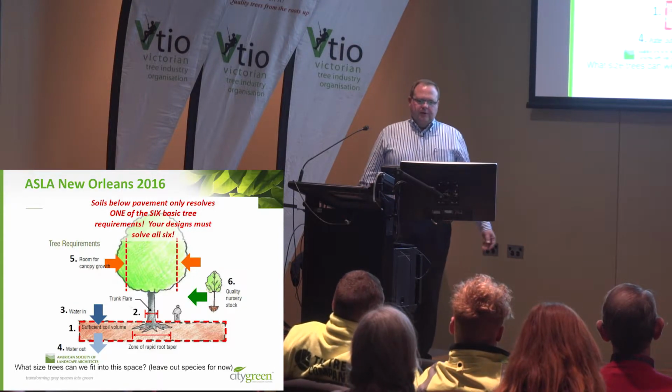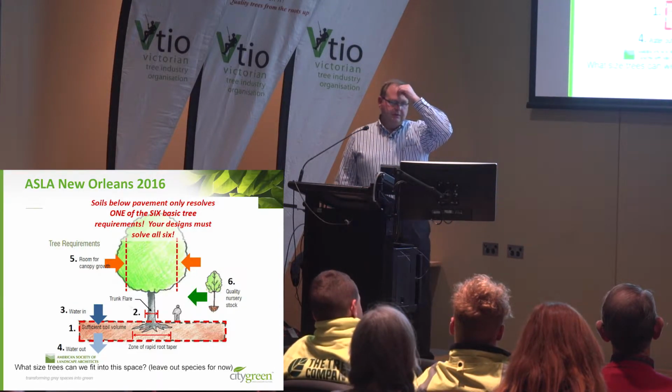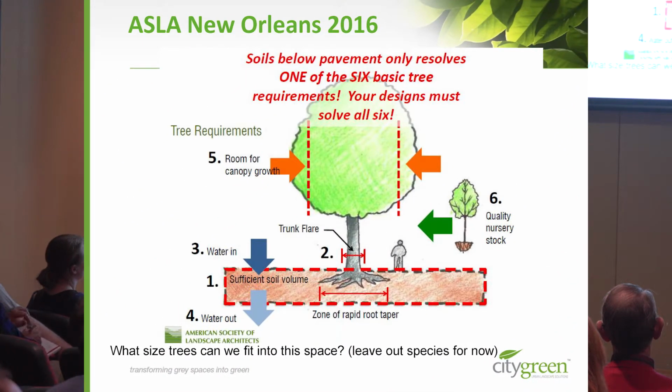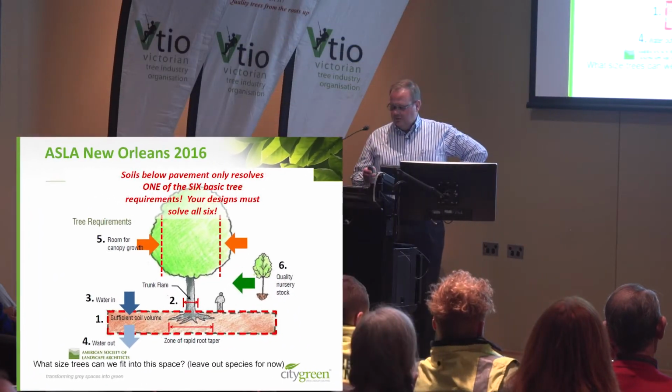And as we know, trees have, I've borrowed this from an ASLA session in America, 6 basic ingredients, and we need to address all 6 of them. So we need to have sufficient soil volume for the trees. We need to have room for the trunk flare to develop. We need to have water going in, and we'll cover that off in more detail shortly, and the water that goes in needs to be able to get out. We need room for the canopy growth, and we need quality nursery stock, and I believe that's coming up soon as well.